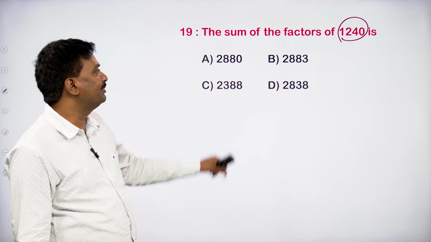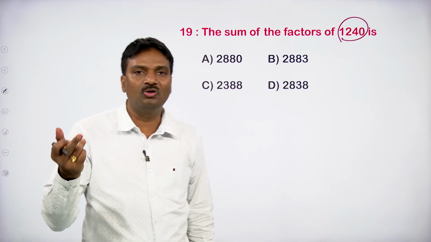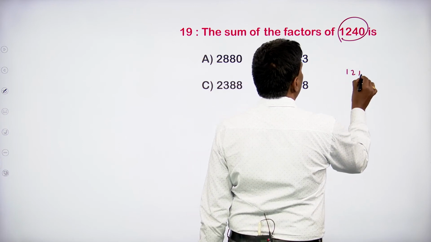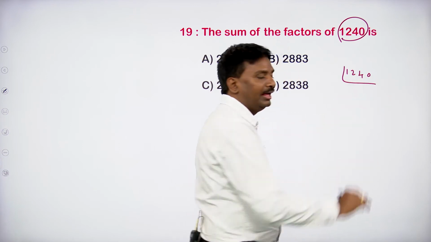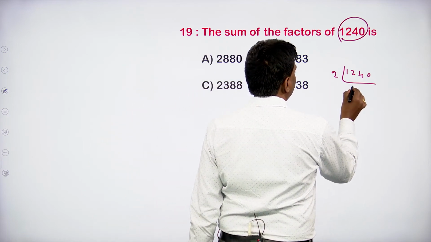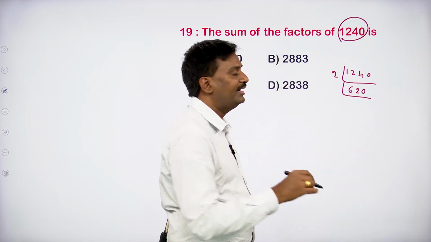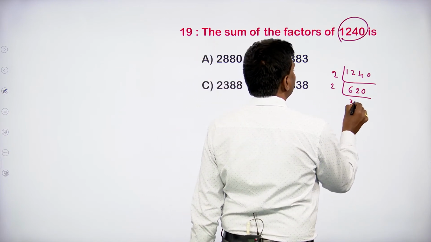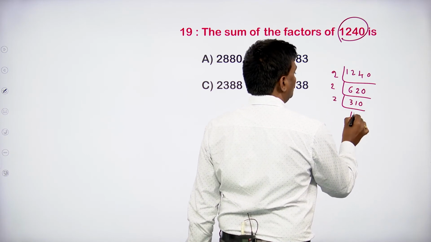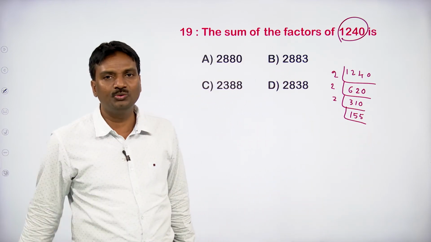So first we have to express the given number 1240 in the form of 2 power p into 3 power q into 5 power r into so on. By expressing 1240, first let us take 2, because 1240 is an even number. 2 6s are 12, 2 2s are 4, 0, 620. Again by taking 2, 2 3s are 6, 2 1s are 2, 0, 310. Again by taking 2, 2 1s are 2, 11, 2 5s are 10, 155. For 155, 2 is not a factor.